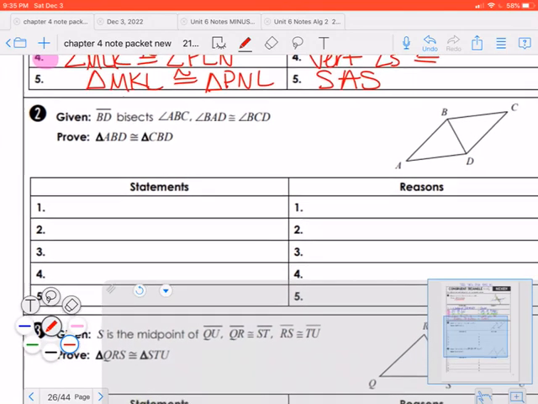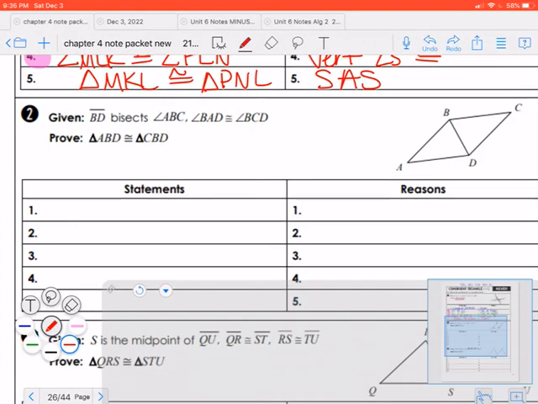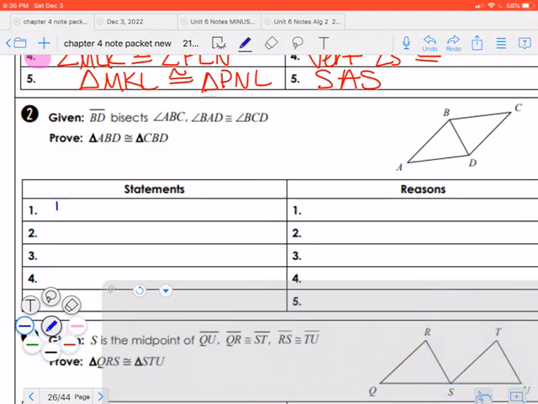All right, we've got a new diagram here. We're supposed to be proving that ABD is congruent to CBD. So two triangles again, and they're sharing a side, so I bet you we're going to have to use that. Our first statement, BD bisects angle ABC, given. All right, BD bisects angle ABC.